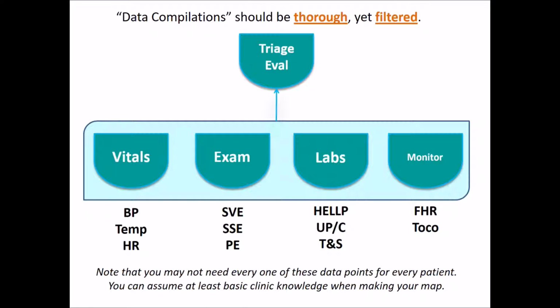Now, it's important to note that you may not need every single one of these pieces of data for every single patient, but these are the most common ones that you need. And you can assume at least a basic clinical knowledge when you're making your process map. For instance, you know that you don't need a HELLP panel and a UP2C for every single triage patient, but with a little bit of basic clinical knowledge, you know that you need those things for someone with an elevated blood pressure.